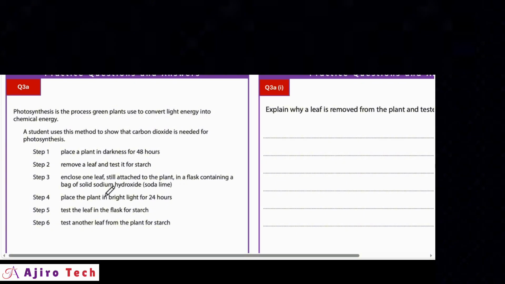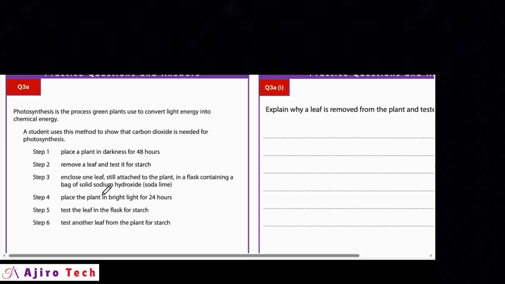The same thing is applicable here. You want to prove that the presence of carbon dioxide makes it possible for plants to photosynthesize. So any plant that you want to use, you have to wait for the plant to discharge itself of all the starch that it has produced. So the best method that you will use to wait is by keeping plants in darkness, so that the plant will not be exposed to light. Because if the plant is exposed to light, the plant will continue to photosynthesize and starch will continue to be produced.